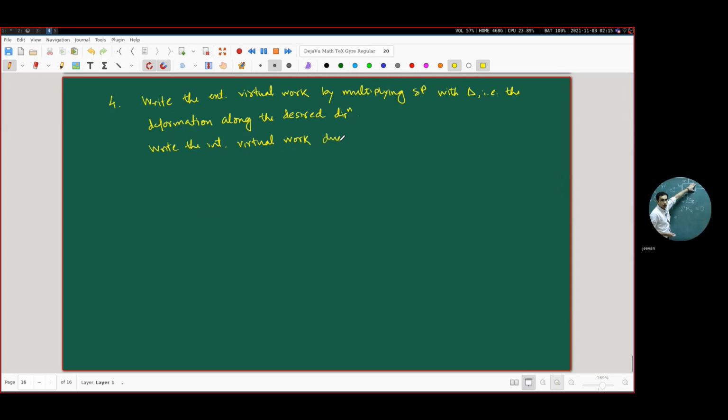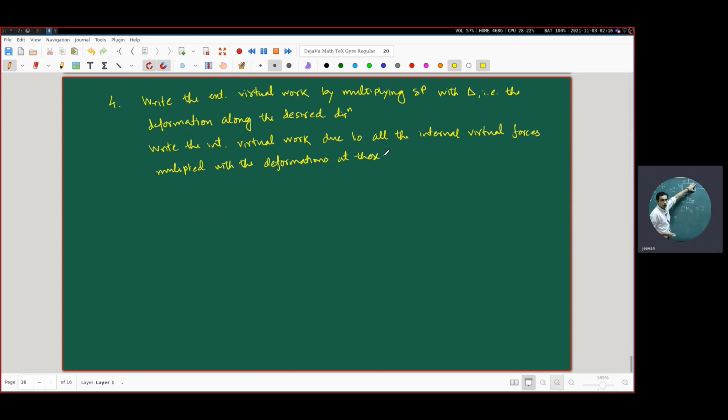You write the internal virtual work due to all the internal virtual forces multiplied with the deformations at those points along those internal force directions. Okay, so it's something like this.